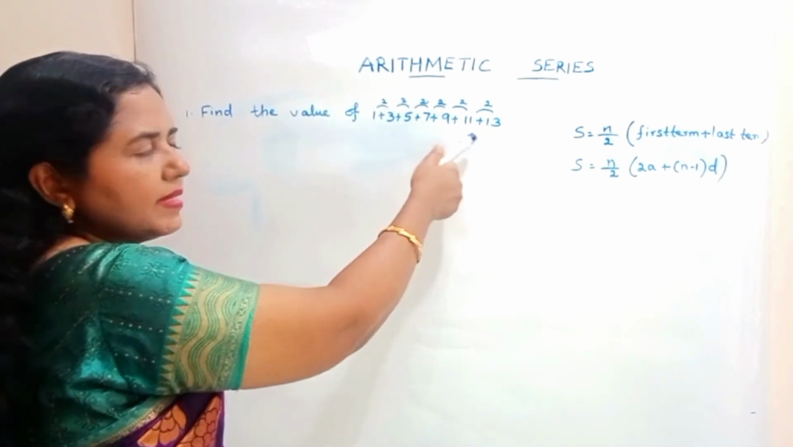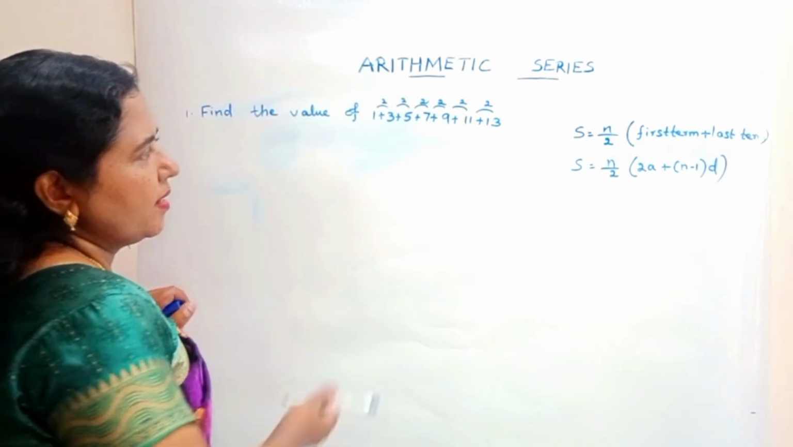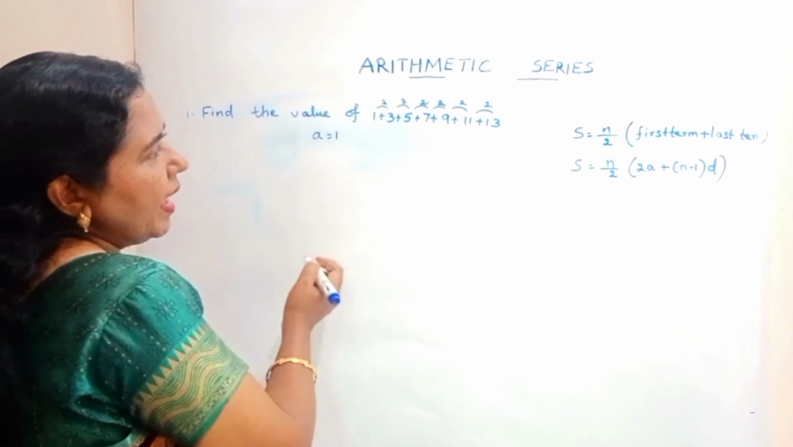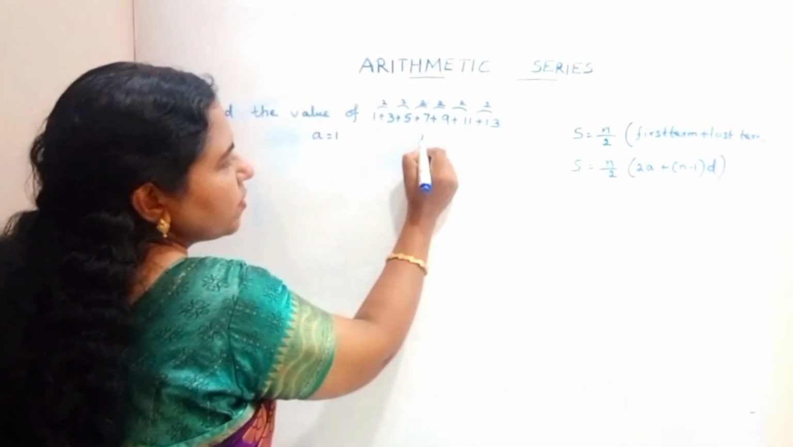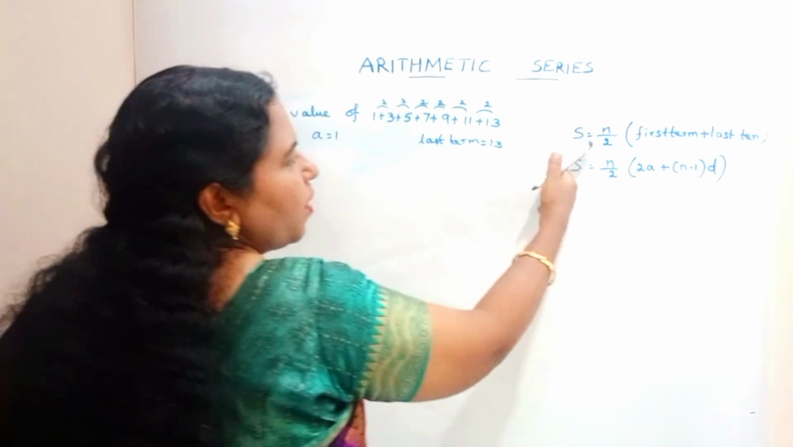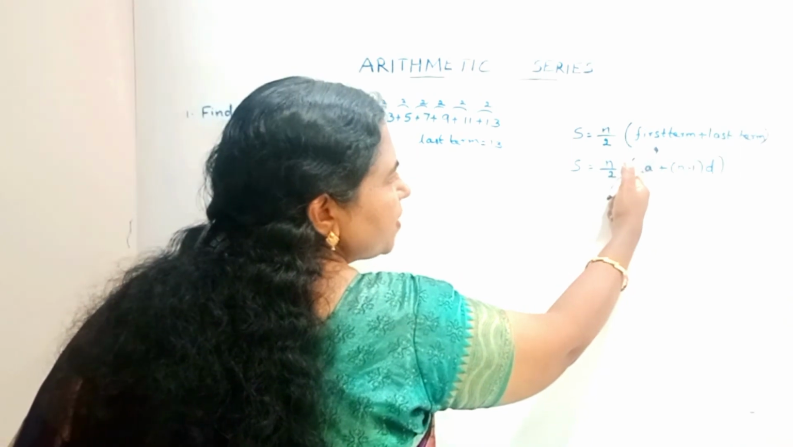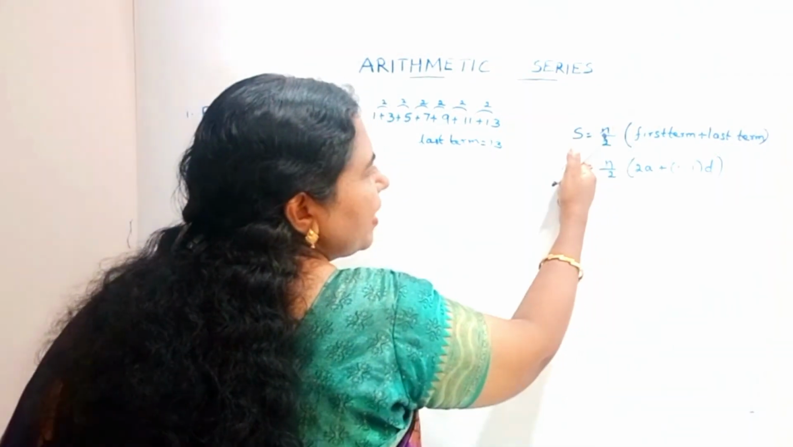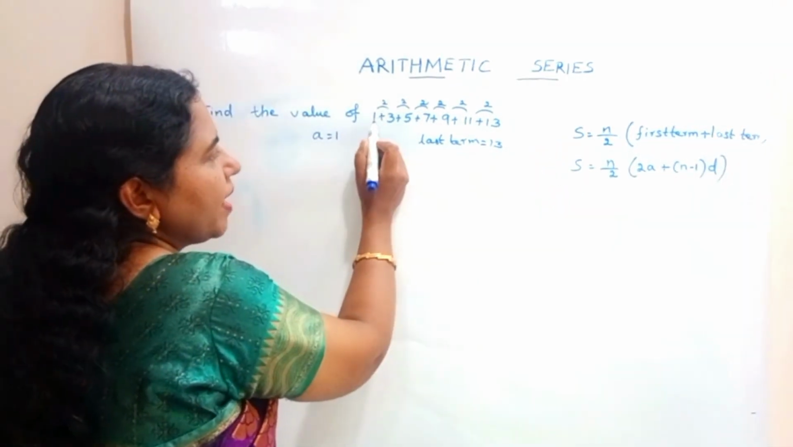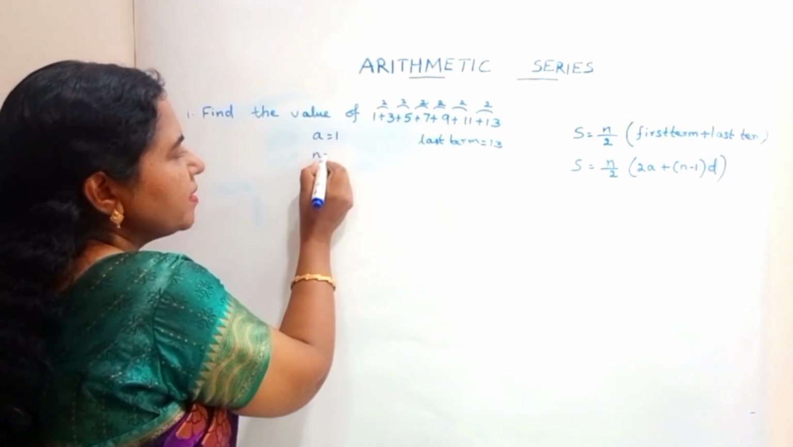Okay, so now this is an arithmetic series. So we can see what formula can be used here. Here 1 is the first term, which means that a is equal to 1. And next we have the last term also, that is, the last term is equal to 13. Coming to the first formula, s is equal to n by 2 into first term plus last term. We have the first term and also the last term, and we need the value of n. n is nothing but the number of terms present. So here we have 1, 2, 3, 4, 5, 6, 7. So 7 terms. So the value of n is equal to 7.